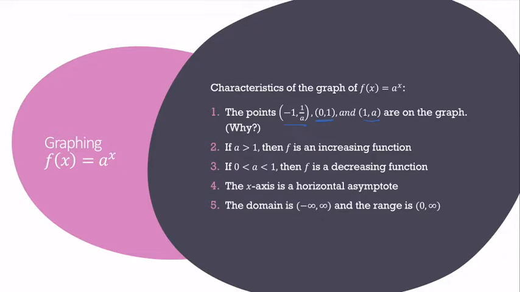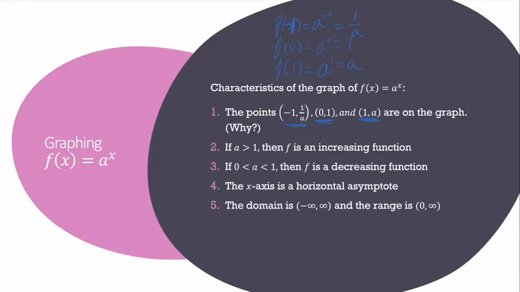If I have f of x equals a to the -1, that's going to be 1 over a. Aha, so f of -1 is 1 over a. If I have f of 0, that's a to the 0, which is 1. And if I have f of 1, that's a to the first power, which is just a, which is why these 3 points are on my graph.